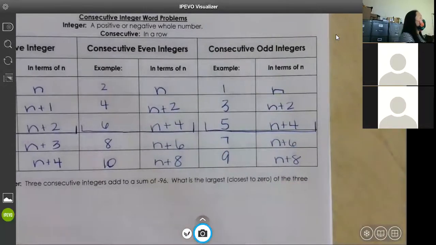So here's what you need to remember. Anytime it's consecutive, just as plain consecutive, it's n plus 1, n plus 2. If it's even or odd, it's going to be the same. It's either going to be n plus 2, n plus 4. Okay, so that's the only thing you need to worry about. Even and odd only tells you, hey, skip one. Okay, doesn't tell you to do anything different. It tells you just skip one.